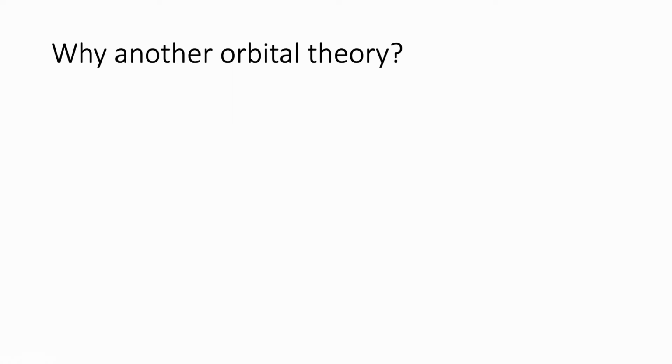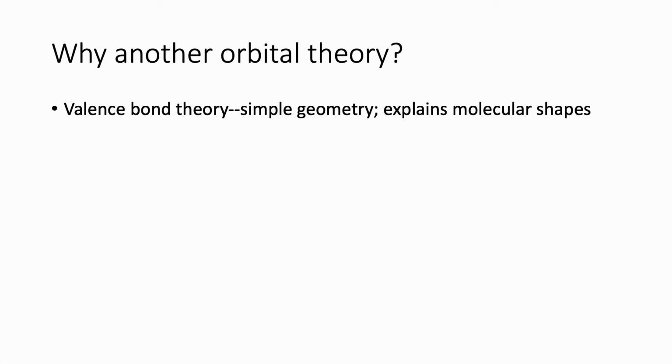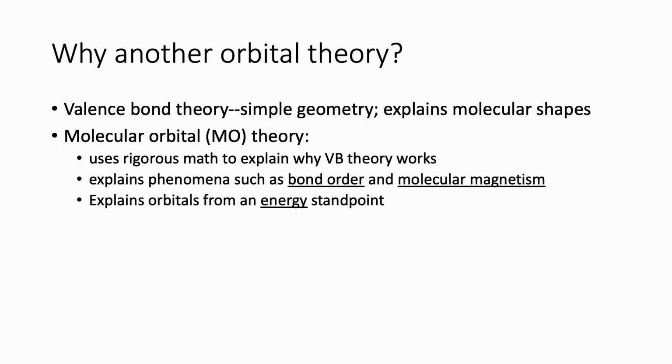Valence bond theory explains something about how molecules bond, and it's very good at explaining why we get the molecular shapes that we do, because it's really based on simple geometry. Molecular orbital theory explains why. It explains why valence bond theory works. It explains why we end up with double bonds or triple bonds or single bonds in a particular molecule. And it explains why some molecules are magnetic and some aren't. Finally, it looks at orbitals from an energy standpoint, which is something that valence bond theory does not do.